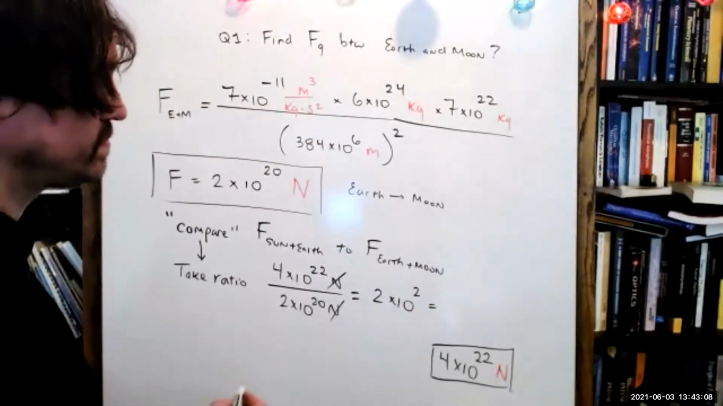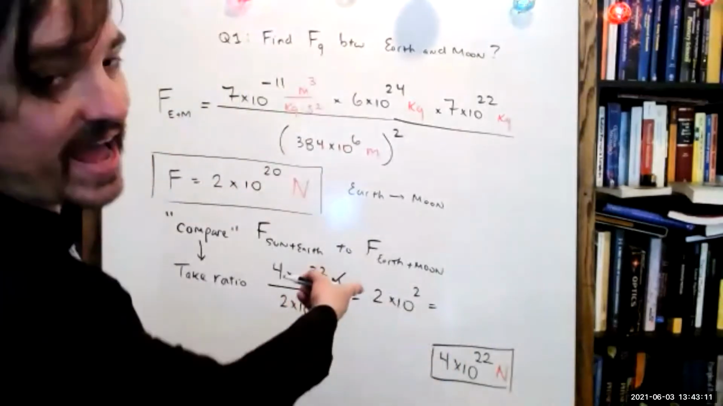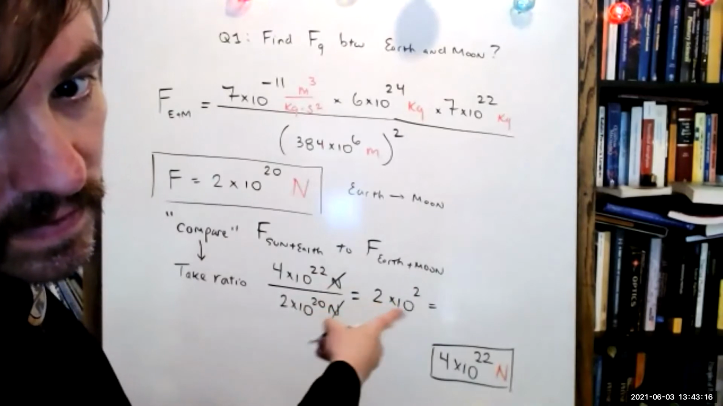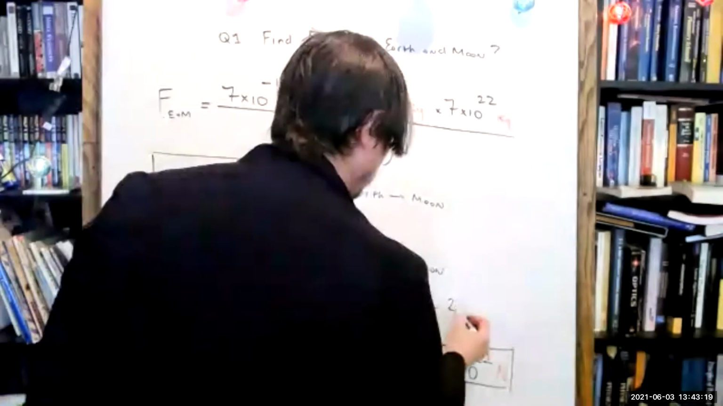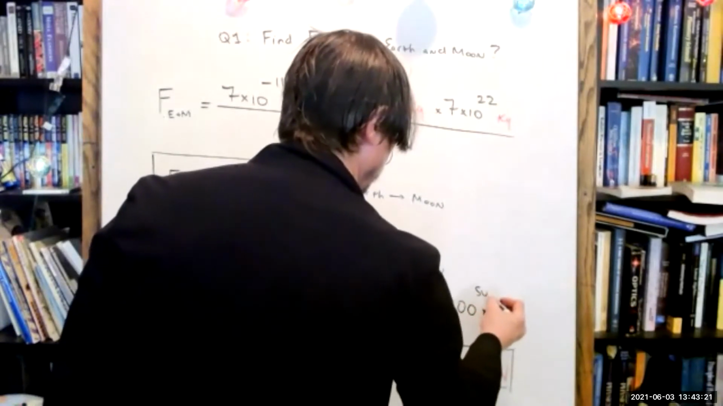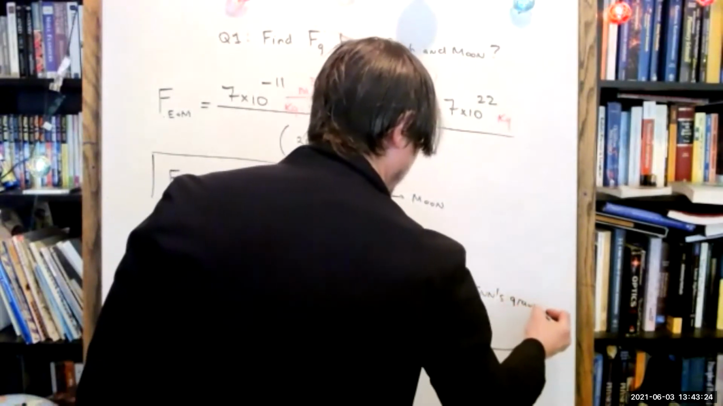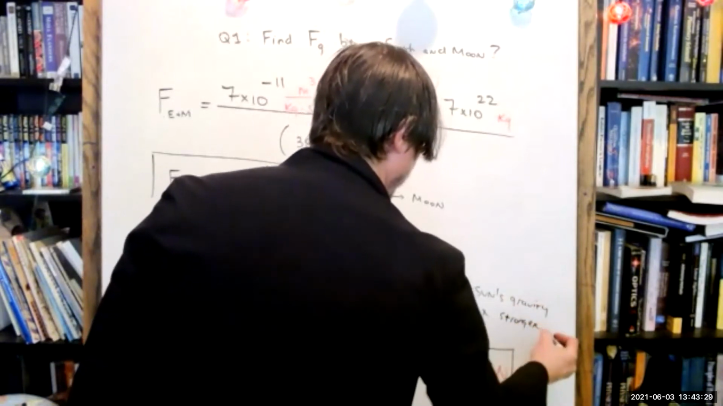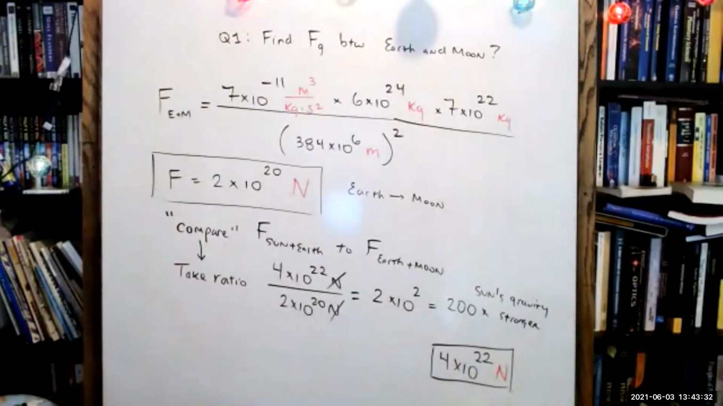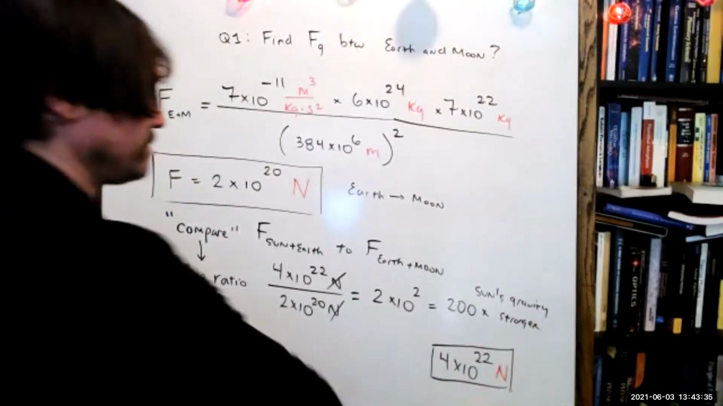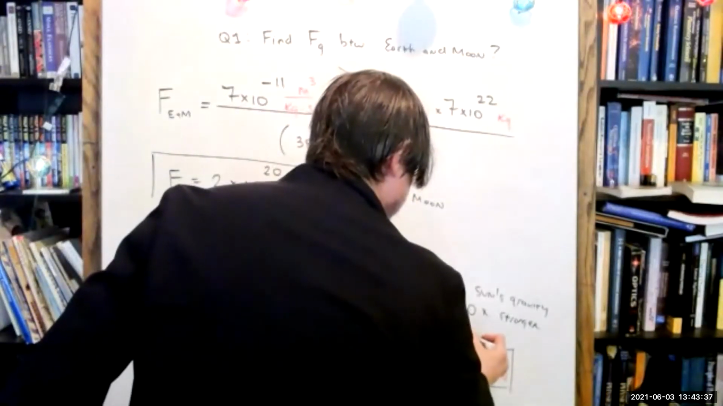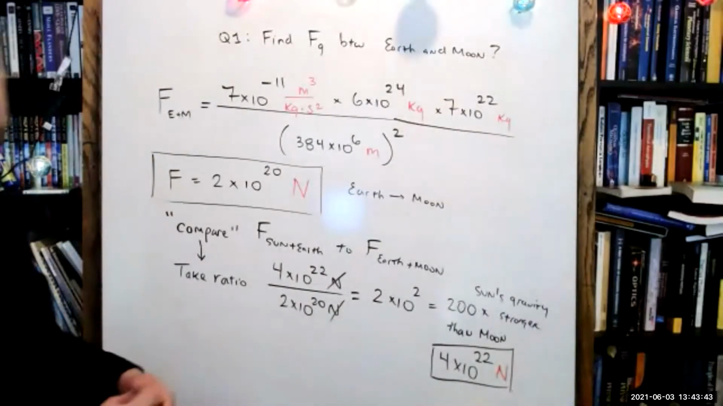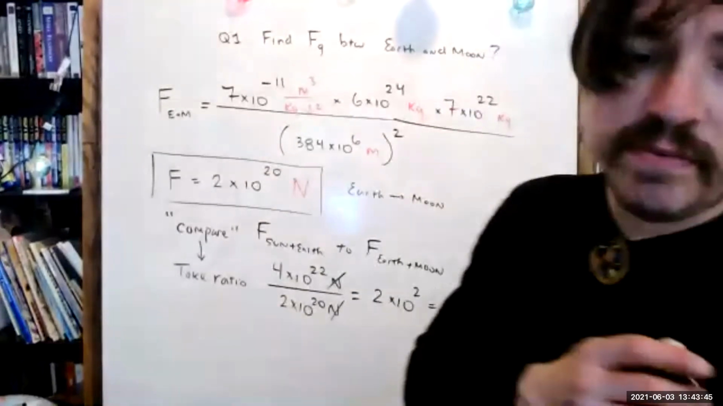That means it's that many times. What is that? It's 200 times greater. I'm used to looking at 3s and 6s. For some reason, I saw the 2 in my brain. The sun's gravity is 200 times stronger than the moon's gravity on Earth. The sun's gravity is 200 times stronger on the Earth than the moon.